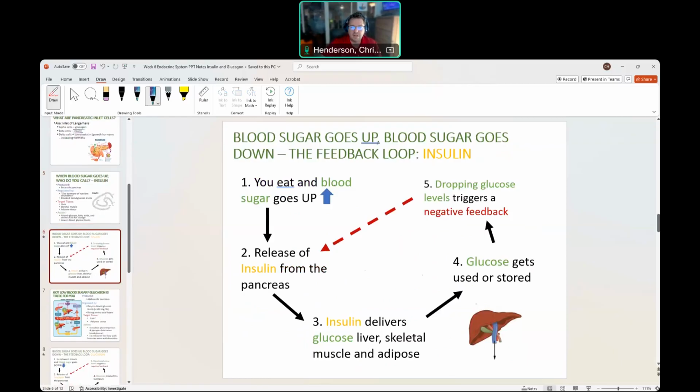Okay, so you eat and blood sugar does what? We eat a donut, that's going to put sugar into my bloodstream, it goes up. Do we want it to be high? No, we got to put all that stuff away. We got to make it go down. What do we do? Give them insulin. Insulin delivers glucose to your liver, skeletal muscle, adipose. That glucose can get stored as what? Glycogen. The fat that we ate can get stored as fat, triglycerides.